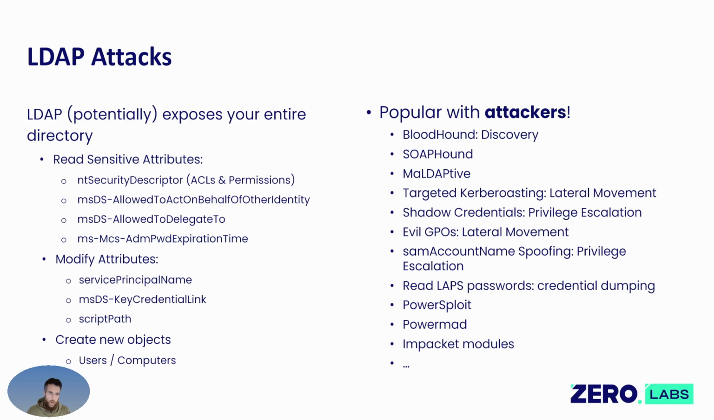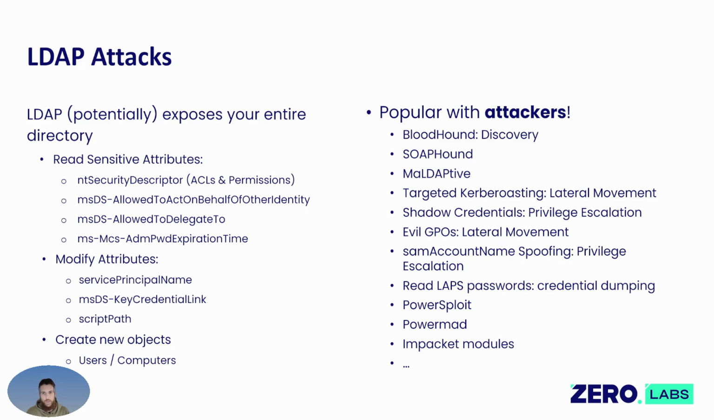So we have on one side the protocol that has to be open, and you have a bunch of different attributes that are very sensitive. For example, nTSecurityDescriptor is an attribute that holds information about the ACLs and permissions. Things like allowed to act on behalf of and allowed to delegate to are used by, for example, BloodHound to create those nice graphs. There are attributes that attackers like to modify, so SPNs and key credentials are used by different attacks. You can even create and delete objects. Those are all potential issues.